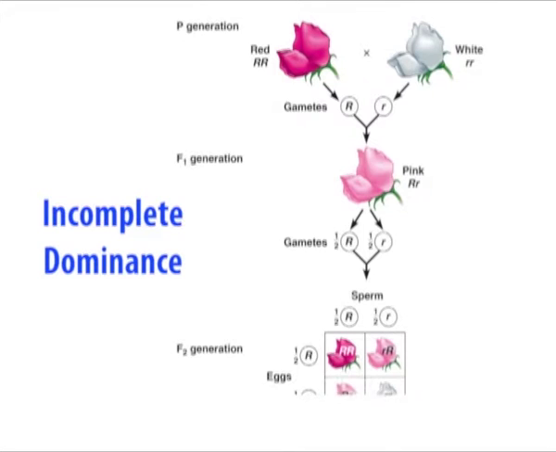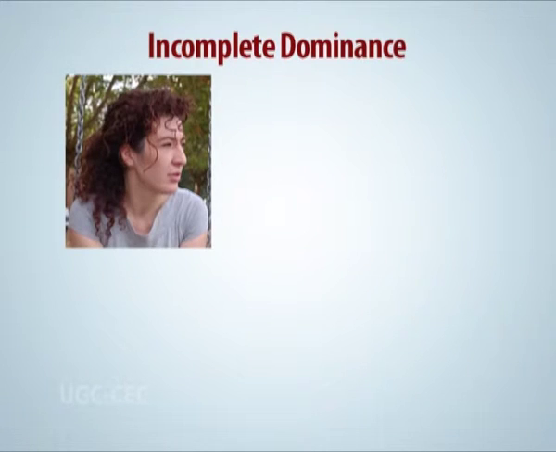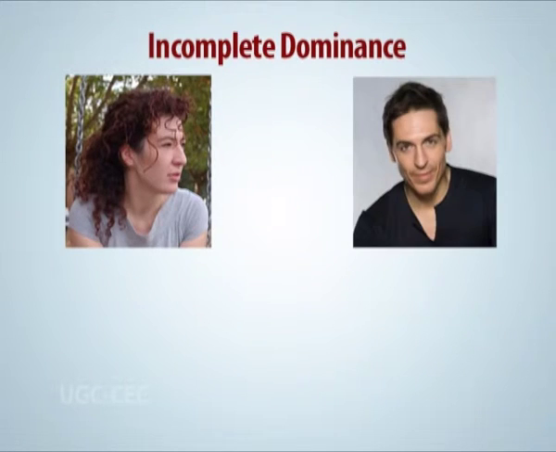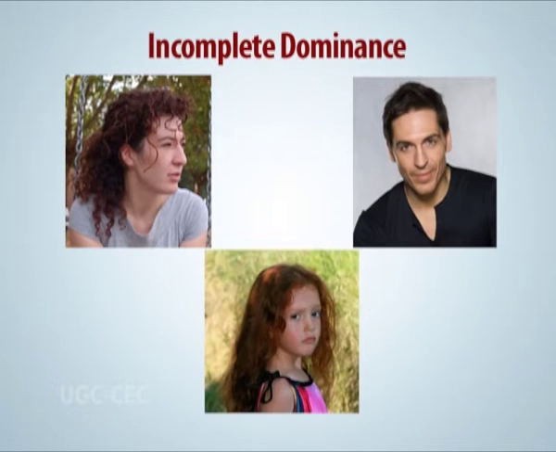So, the phenotype will be a blend of both the parents. In humans, one of the best examples would be the hairs on a baby's head. If one of the parents has curly hairs and the other has straight hairs, the chances of the child having wavy hairs are the most. It is the intermediate between curly and straight hairs.